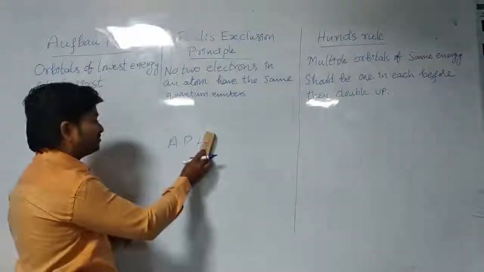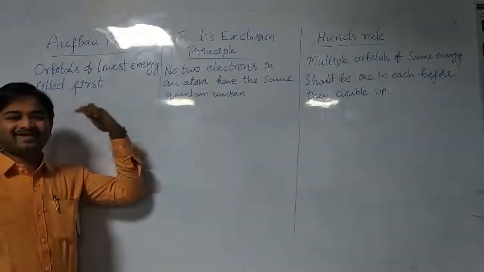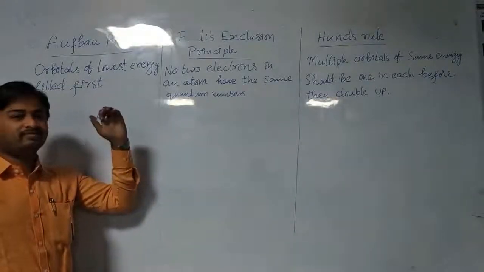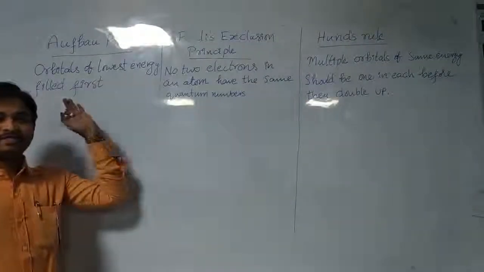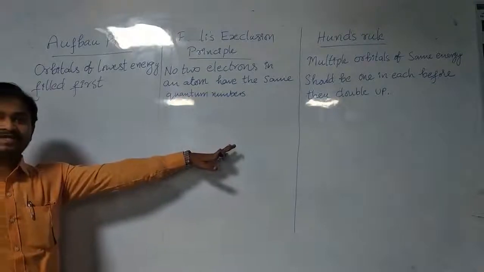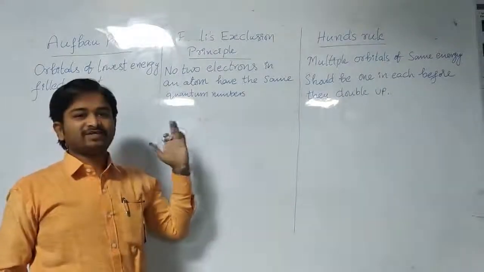For what purpose do we need to study all this? If we want to fill the electrons in an orbital, we need to know all these three rules. Without obeying these three rules, we should not fill the electrons in the orbitals. What are the electrons and what are the orbitals?